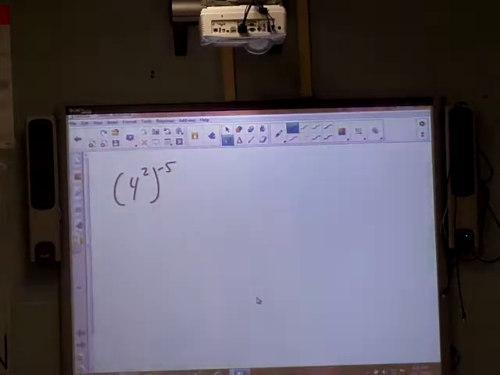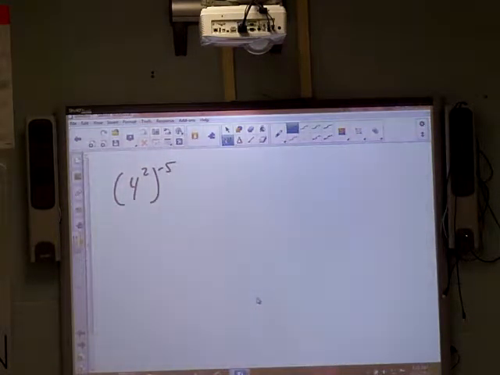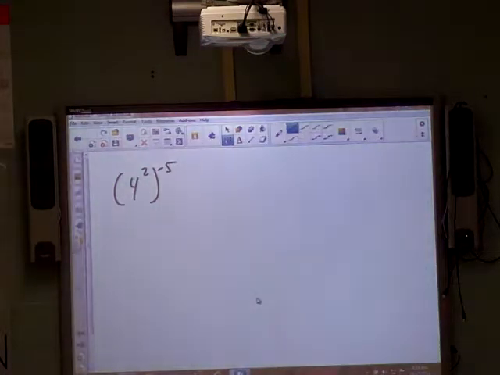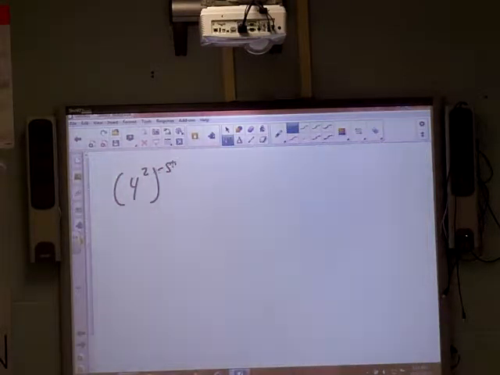All right. Here we got 4 squared to the negative 5th. It says simplify. So that's all we got. You could actually do this a couple of different ways. How might you start this? I heard somebody say negative 10. That would be my power to a power rule. Multiply those, so that would give me 4 to the negative 10. But we can't leave a negative exponent, so that would just be 1 over 4 to the 10th.